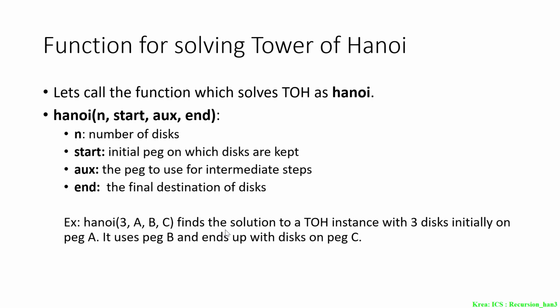And then aux is the name of the peg which will be used for intermediate steps. And end is the name of the peg on which all the disks end up finally in ascending order again. For example, the problem which we have, if you want to solve it for 3 disks, then the function call which we have to make would be Hanoi 3 A B C.